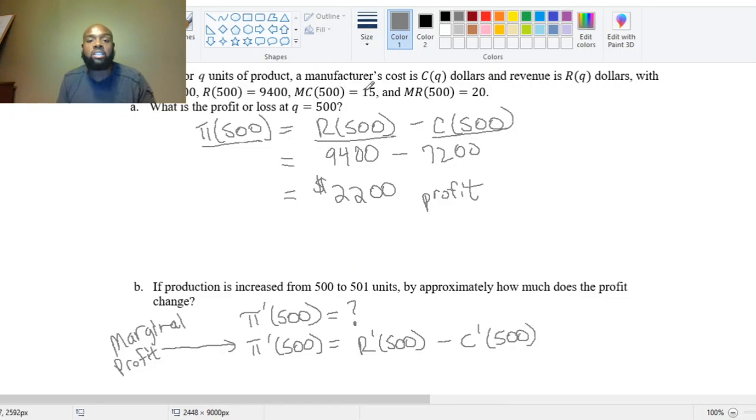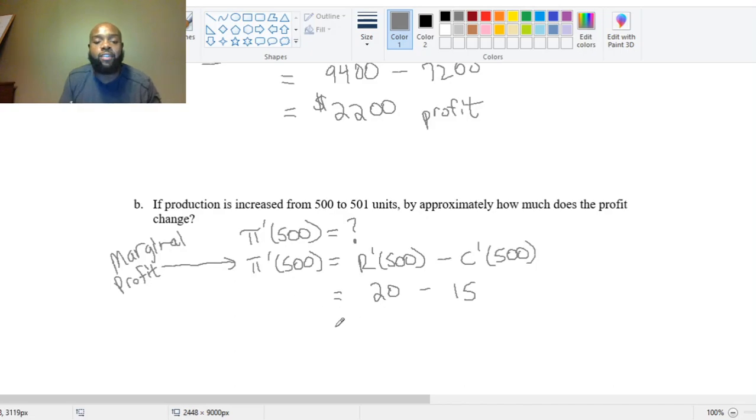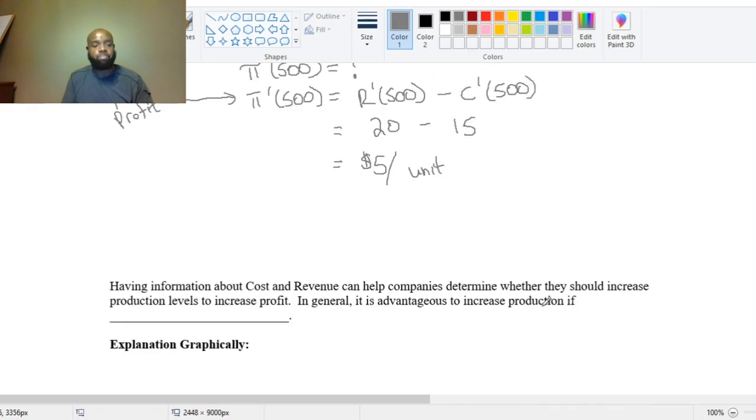The marginal cost is 15, the marginal revenue is 20, right? And so they use MR, I'm using R prime. They're the same thing, different notation, right? And so that's 20 minus 15. 20 minus 15 is 5. And that's going to be dollars per unit. All right, because 500 to 501 units. Some people may say items, but this says units in this example. All right, so if you want to know your marginal profit, it's just your marginal revenue minus your marginal cost.